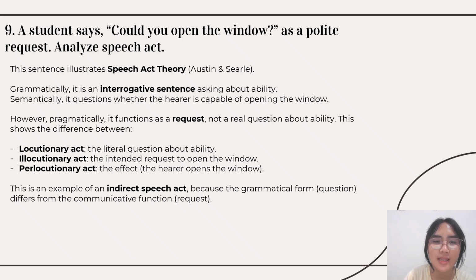This shows the difference between a locutionary act, an illocutionary act, and a perlocutionary act. Locutionary act: the literal question about ability. Illocutionary act: the intended request to open the window. Perlocutionary act: the effect, the hearer opens the window. This is an example of an indirect speech act, because the grammatical form, a question, differs from the communicative function, a request.